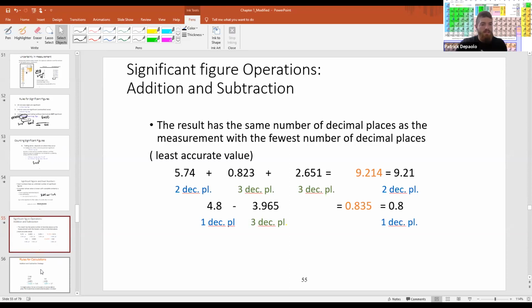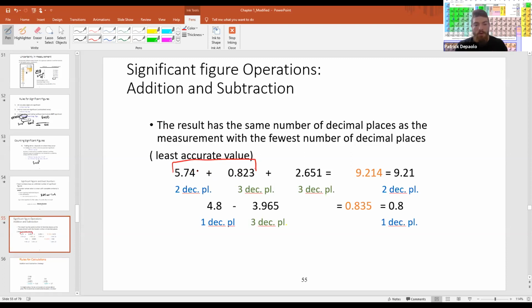For example, we'll use this as an example. We'll use a different color. Red. Cool. So let's just take this. You have a number with 2 decimal places and a number with 3 decimal places. If you took these measurements, let's say out of the context of this problem, on a meter stick, you can't add the 2 decimal place one to the 3 decimal place one and have 3 decimal places in the answer.